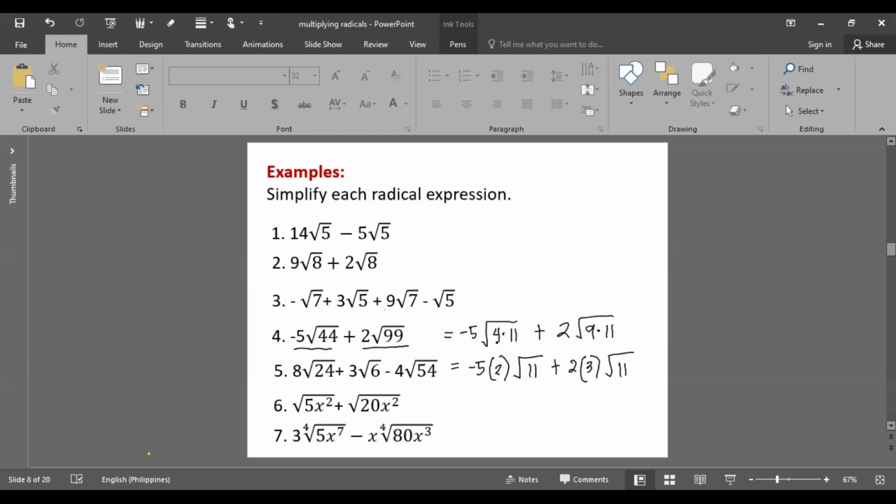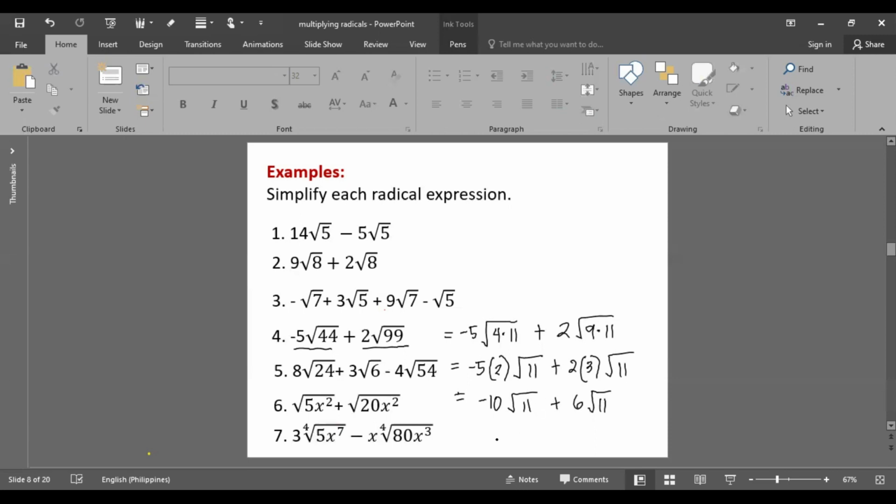Pag kinukuha nyo yung square root or cube root or kung ano pa man ng isang radicand, mapupunta na siya sa labas, di ba? And kung merong number sa labas ng radicand, you're going to multiply them. Just like what I did here. So let's continue. Negative 5 times 2 is negative 10 the square root of 11 plus 2 times 3 is 6 the square root of 11.